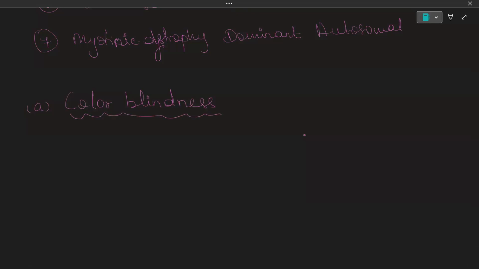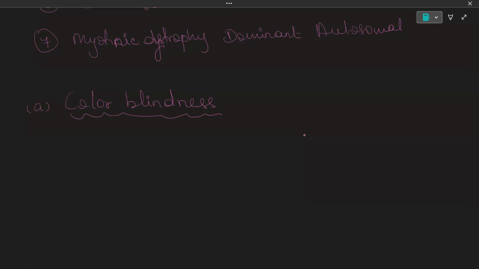Now, talking about color blindness. First of all, even if you don't know anything about color blindness, if any question comes on it, one thing you can say is that color blindness is a recessive sex-linked disease. This much you can say, right? Even if you don't know anything else, this answer will be a complete answer in itself.